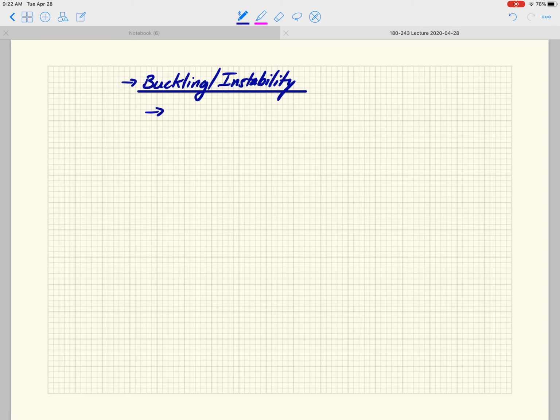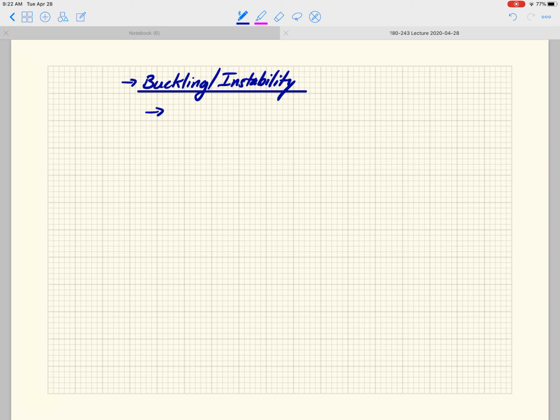All right, so this is the second lecture on buckling instability. The first time, obviously, if you just watched it, we walked through the World Trade Center and some of those key aspects of the collapse. And what we're going to do now is generalize some of these mechanisms.